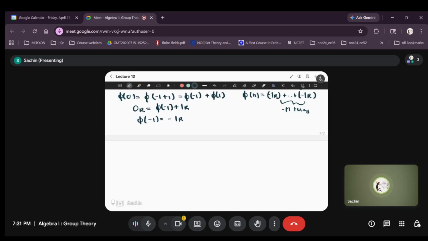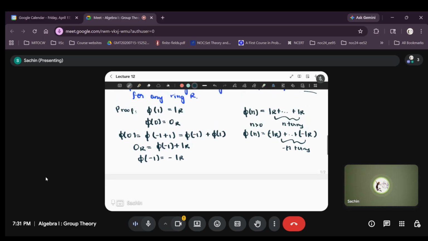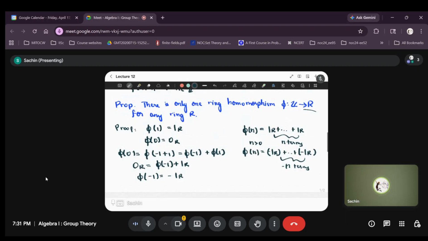Now we have seen that from integers to any ring, there is one particular homomorphism. That homomorphism maps the identity element in the integers, which is the element 1, to the identity element in the ring R. Then for any positive integer n, to get phi of n, you add the identity 1R, n times. For any negative integer n, you add minus 1R, the magnitude of n times.